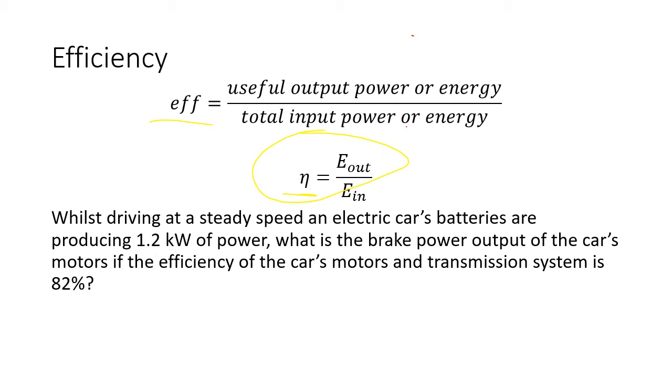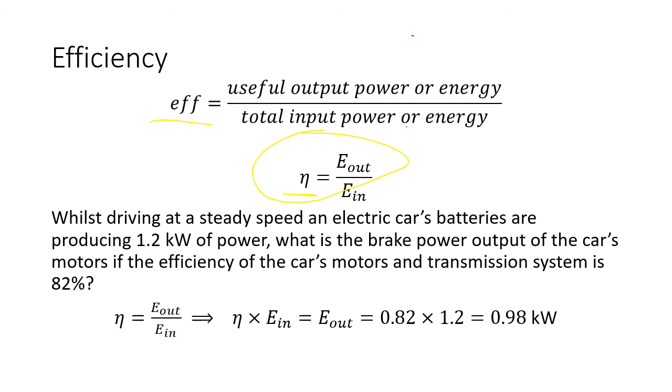So, a kind of question: driving at a steady speed, an electric car's batteries are producing 1.2 kilowatts. What's the brake power output of the car? Essentially, what's the brake horsepower? But we don't want the answer in horsepower, because horsepower is a silly unit. So we want the answer in watts or kilowatts, if the efficiency of the car's motors is 82%.